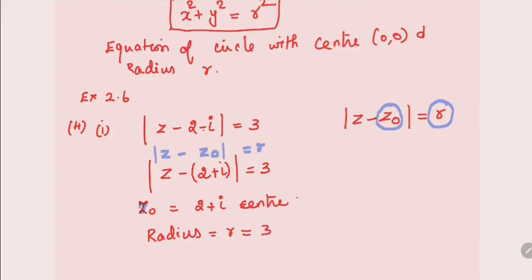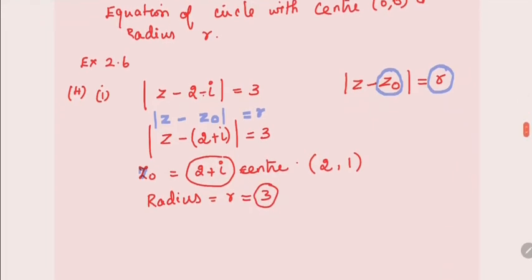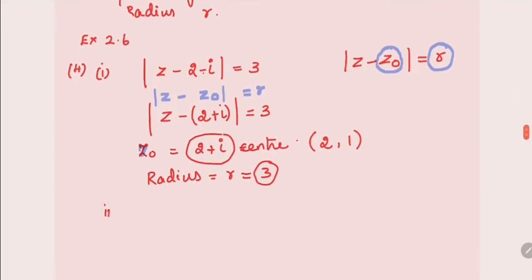The center you can write as a point. Any complex number can be represented as a point in the Argand plane. So the real part is 2 and the imaginary part is 1, so the center is (2, 1), or in complex number form you can write 2 + i. But the radius is a fixed positive real number, so that's why it is written as 3. So we'll move to the second subdivision.